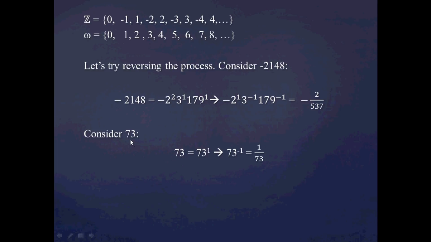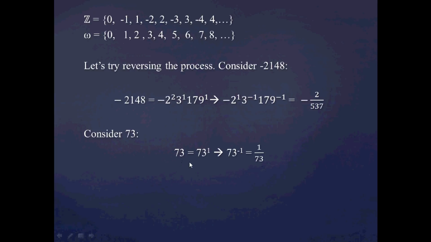And one last example, let me consider the integer 73. Now 73 is a prime number, so its prime factorization is itself. So I can write 73 as just 73 to the first power. And again, I take the natural number 1, and it gets mapped to that integer, -1, and that gives me 1 over 73. So you see I start with the integer 73, and that gets mapped to 1 over 73.